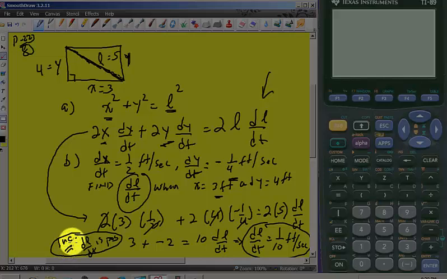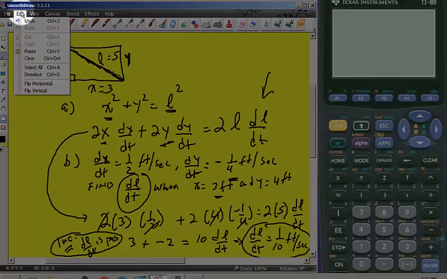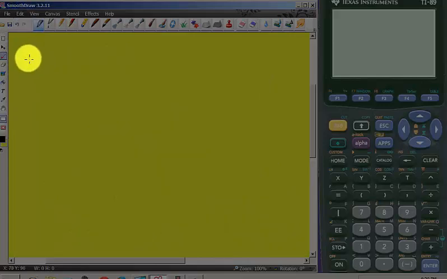Alright, let's do a couple more problems. Let's go to number 12, on page 224. It says a stone is dropped. Okay, we're going to drop a stone. Here's a stone, we're going to drop it. Always draw pictures.